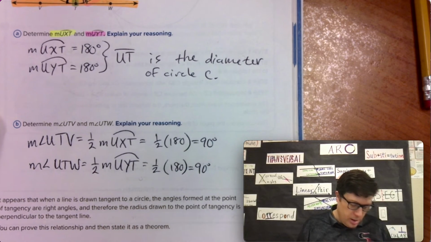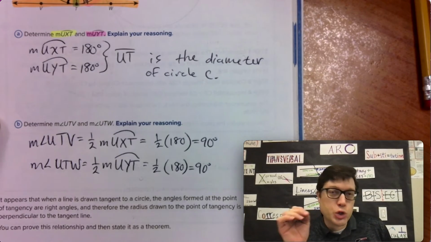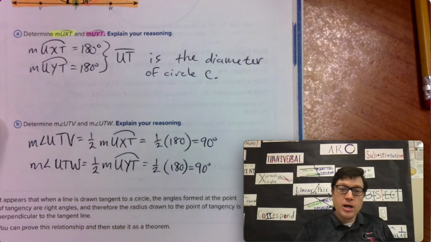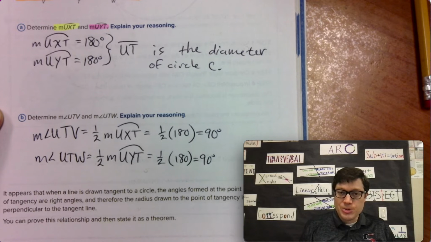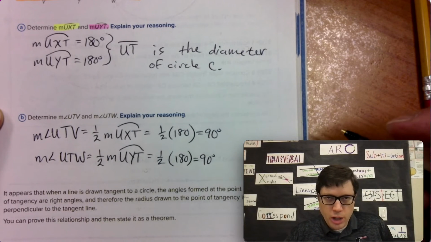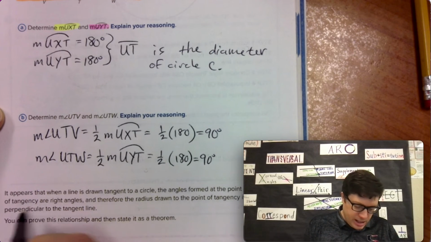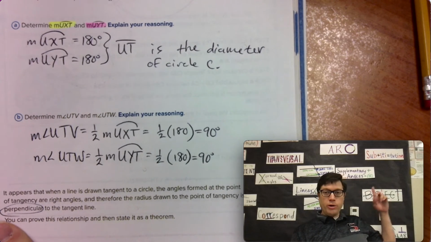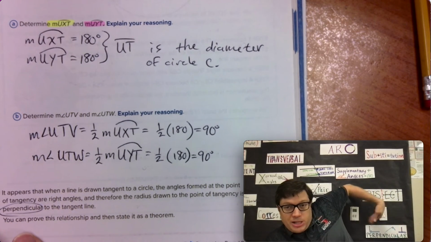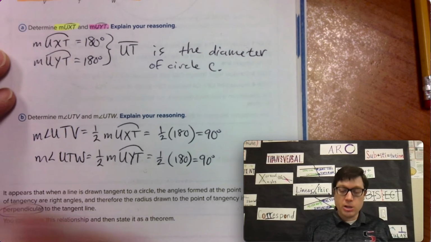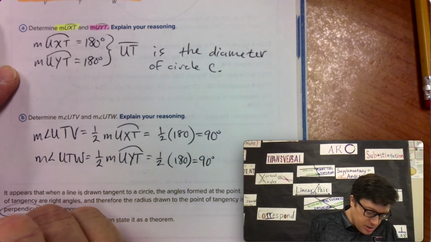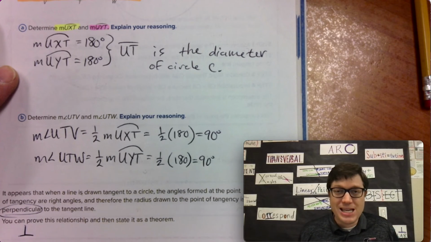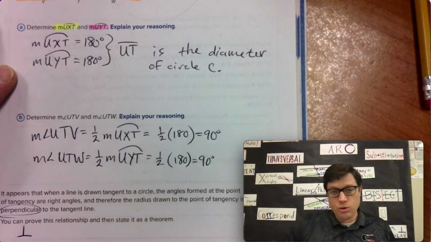It appears that when a line is drawn tangent to a circle, the angles formed at that point of tangency are right angles, and therefore the radius drawn to the point of tangency is perpendicular. Good old word for us to use. Perpendicular means that the angles cross at right angles, and it's also symbolized with an upside down T shape. See, check that down over there, okay?